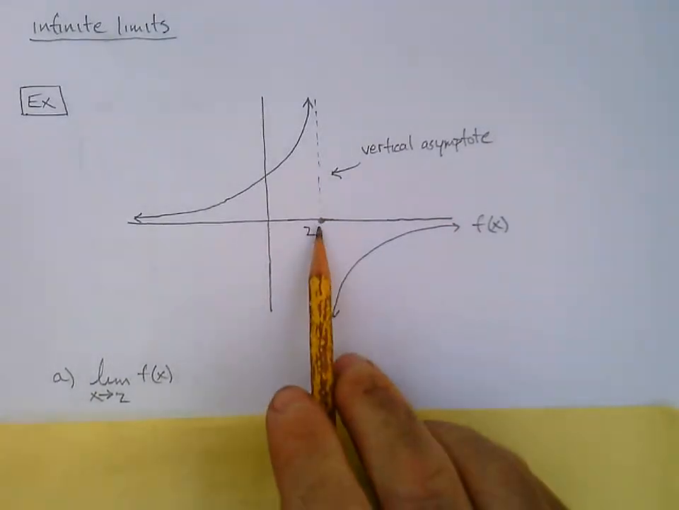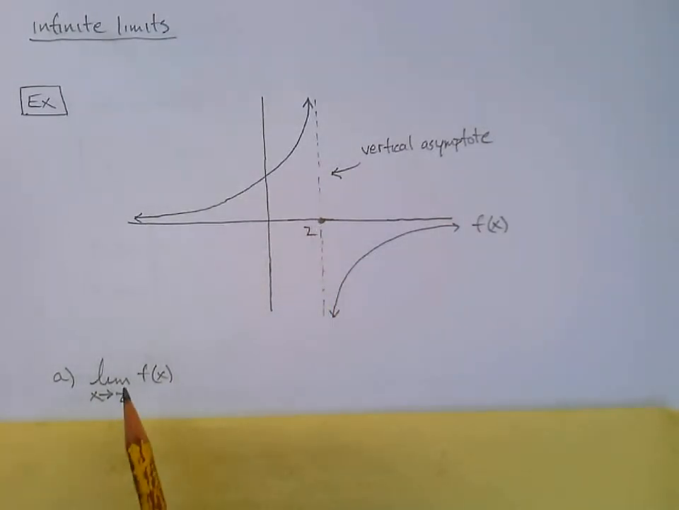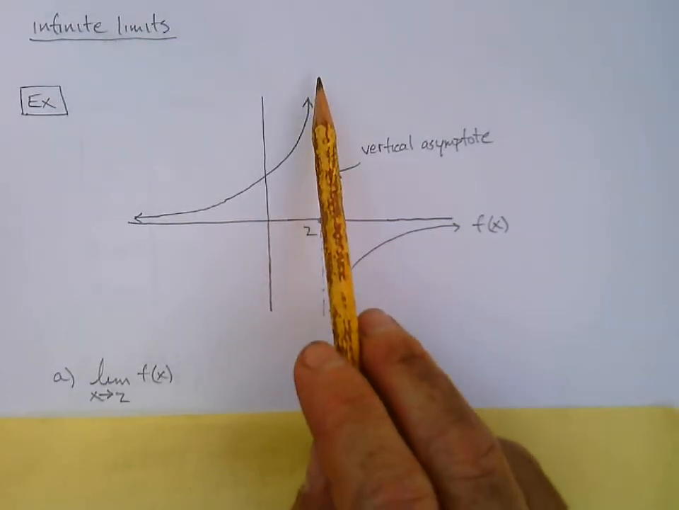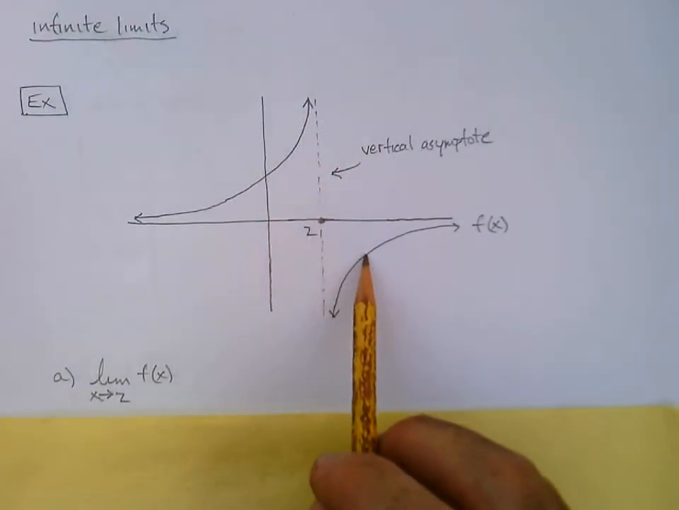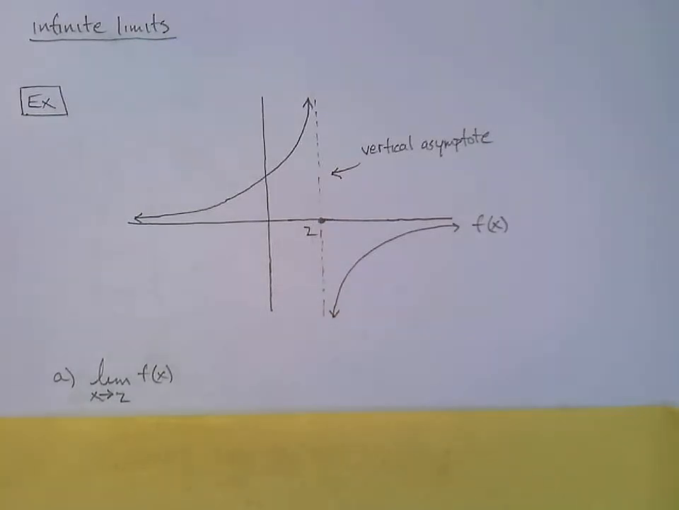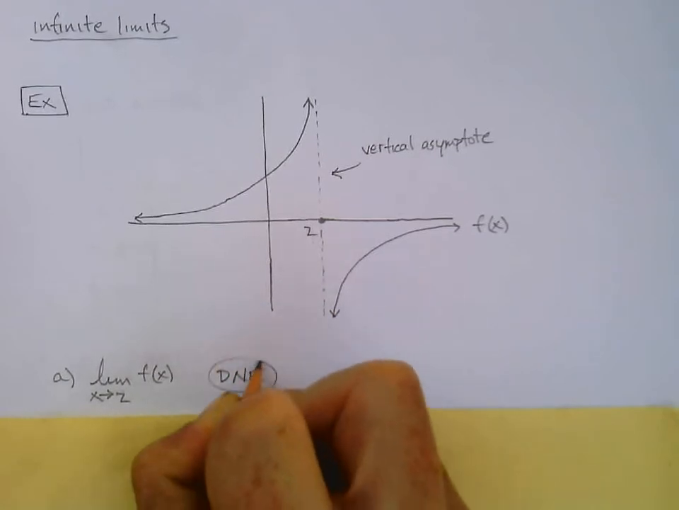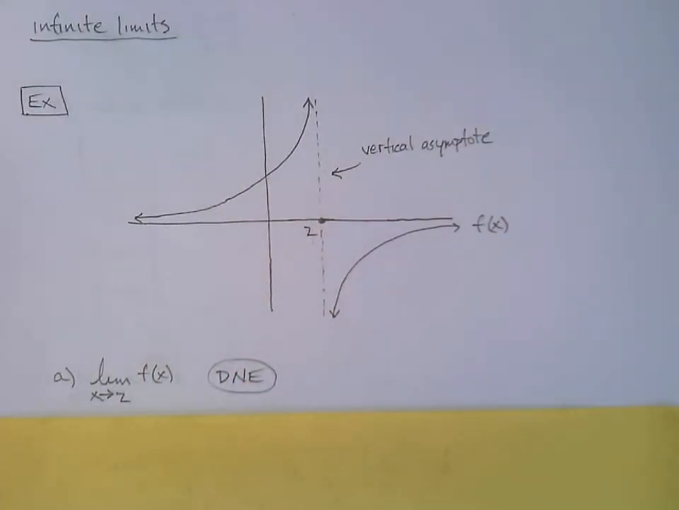You think, well, at 2, this is a two-sided limit, right? So the left side and the right side have to agree. Well, on the left, it's shooting up to infinity. On the right, it's shooting down to negative infinity. Well, those aren't the same thing. So this does not exist. And that's our answer, right? The left and the right sides don't do the same thing.